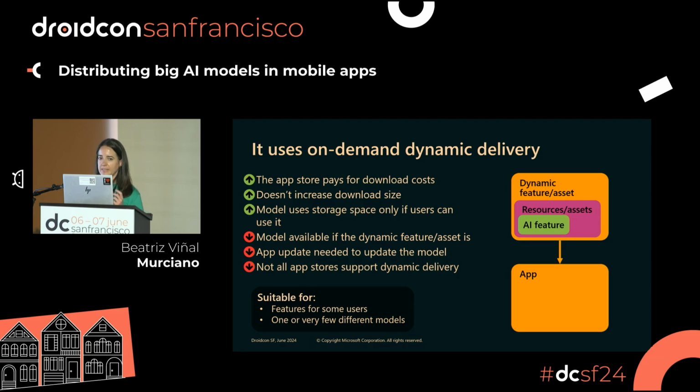Because the model is still part of the app, the advantages are similar to before. The App Store is going to pay for the download costs of downloading all of these extra bytes. But now the download size is not going to increase. It's going to stay the same, and we'll only install the extra features with the extra space if users are going to use it.